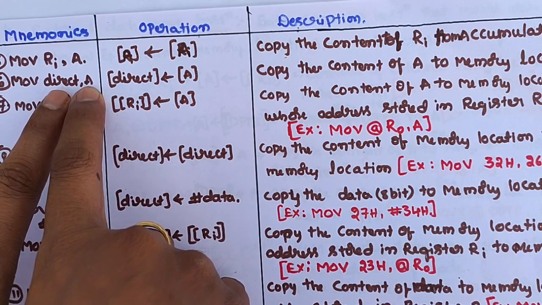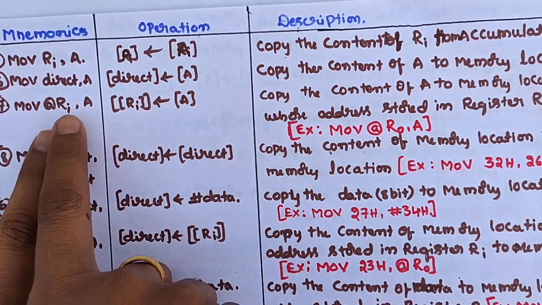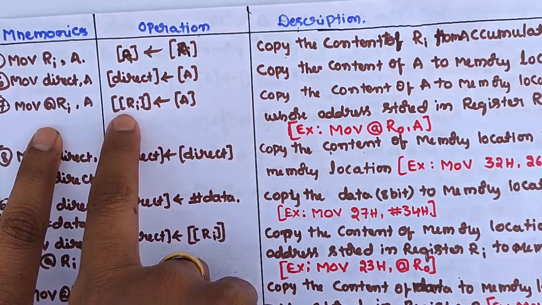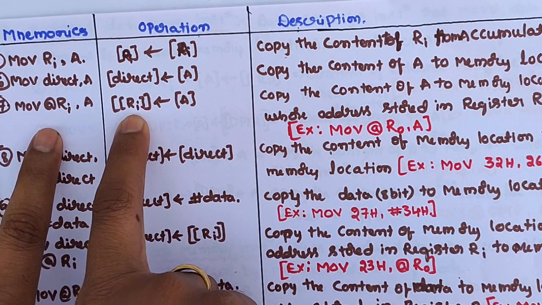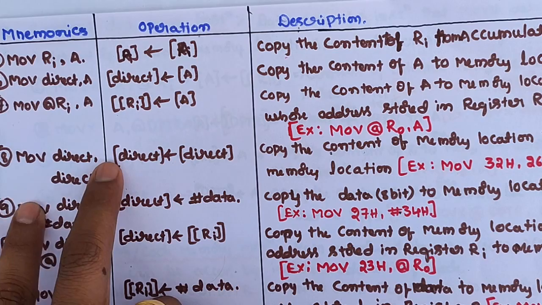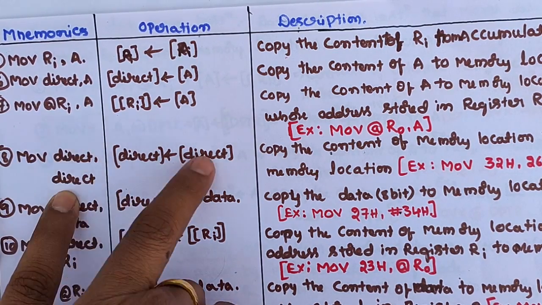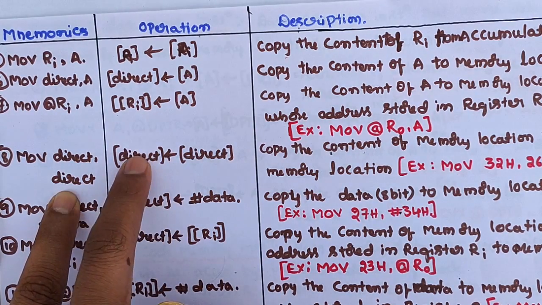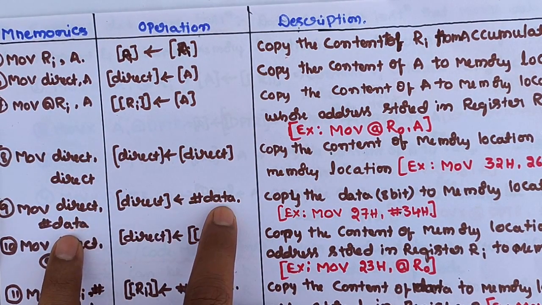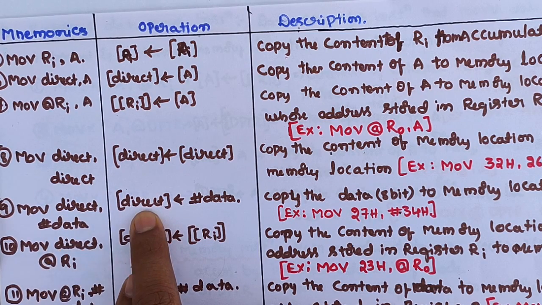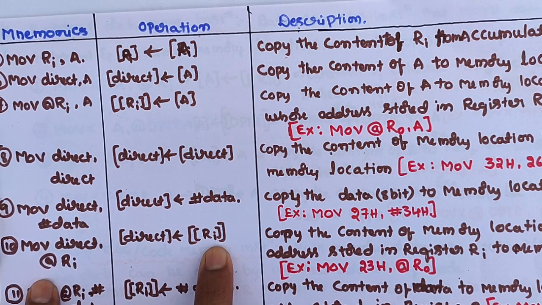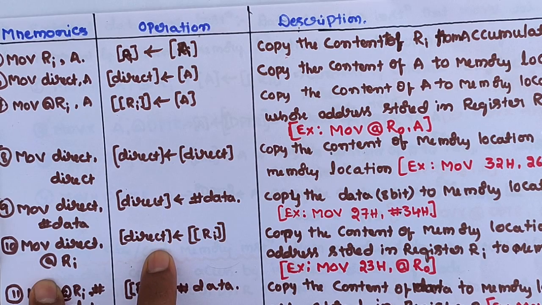Similarly, accumulator content will be copied to the memory location, and accumulator content will be transferred to the same memory location pointed by a register. And here the MOV direct comma direct indicates memory location to memory location, we are transferring or copying the data, and directly 8-bit data is copied to the memory location. And in this instruction, the register content, that is the memory location indirectly addressed by the register, will be transferred to another memory location specified in the instruction.